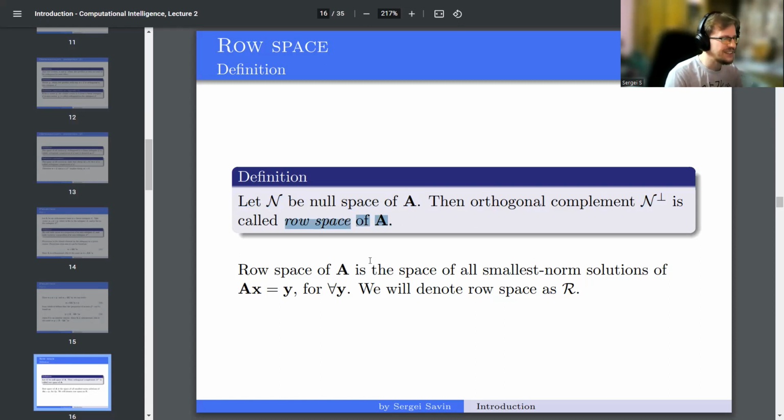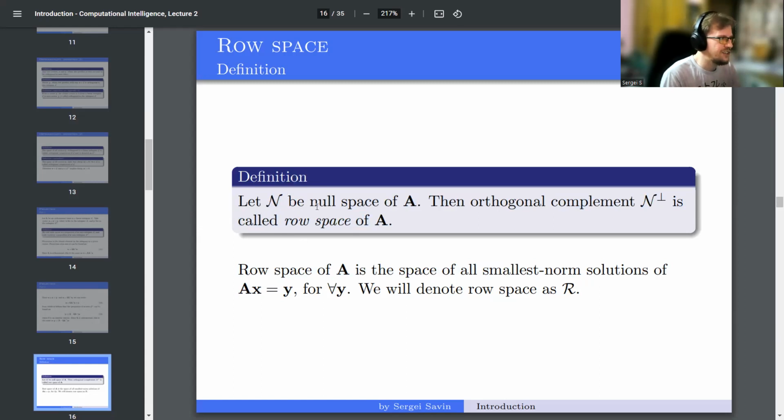Row space, you can think of it as a space of smallest norm solutions of Ax equal to y for various y. That is not a very clean way of thinking about it, because you have to now think, is there a one-to-one correspondence between those and so on? So this is not precise. This definition is precise. You have to be more explicit about what you mean. But yes, it's the orthogonal complement.